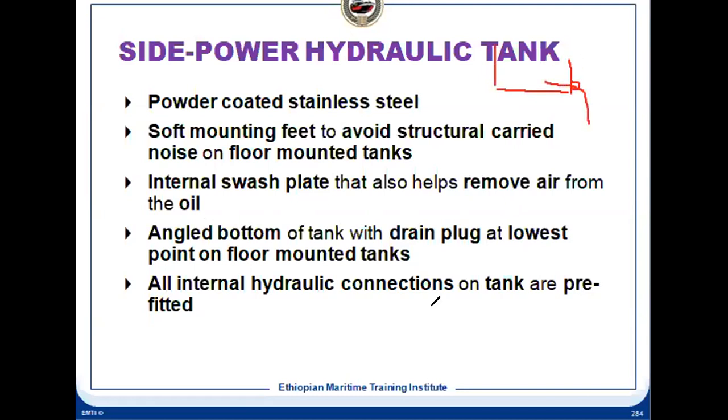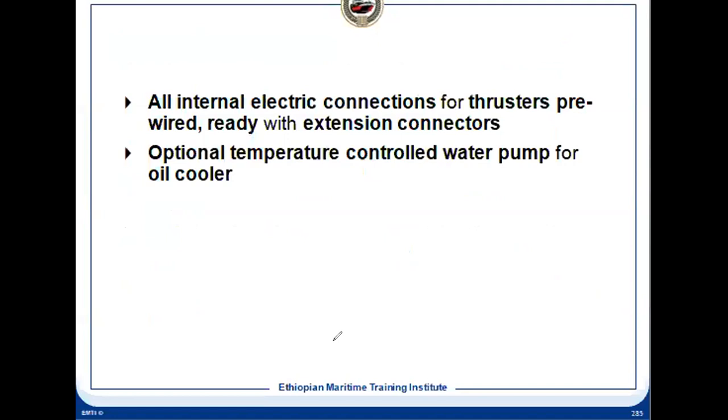So all internal connections are pre-fitted. When the manufacturers supply it, the complete power pack comes together. So external piping is done by the shipyard, but not the internal piping. The electrical connection for the thruster is also pre-wired, meaning it is already wired. Only the external connection is done by the shipyard.